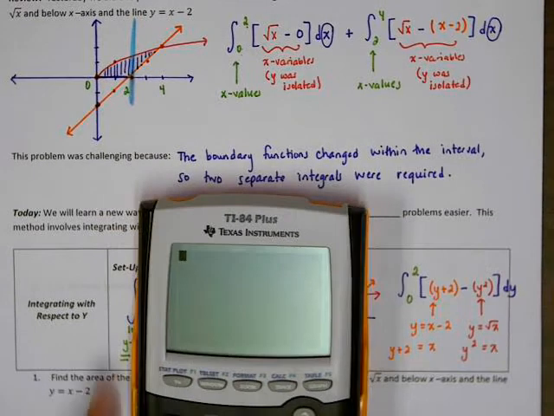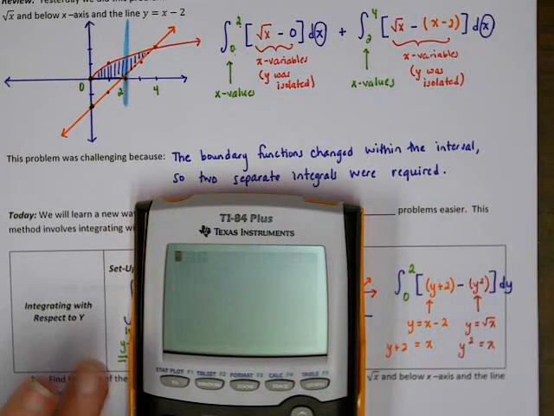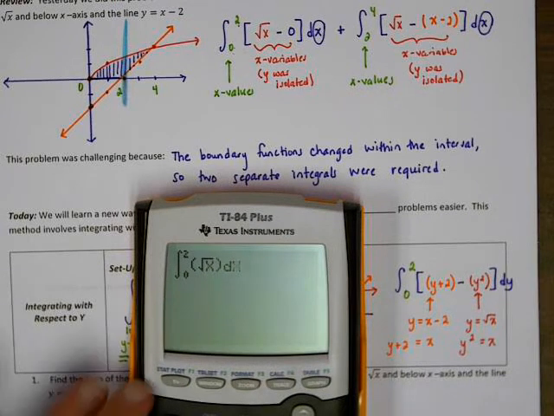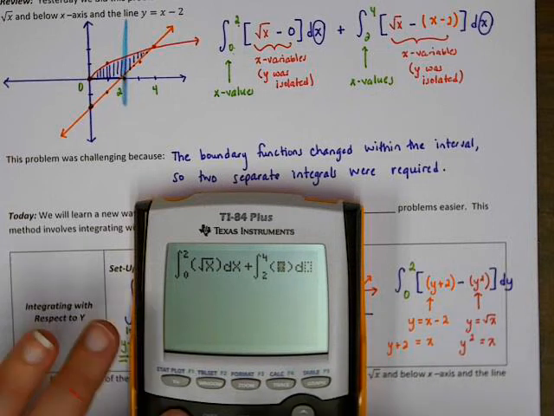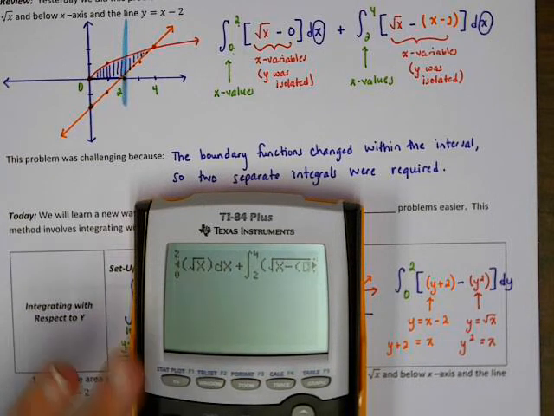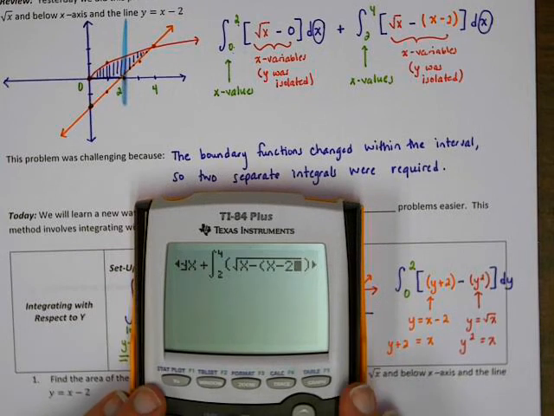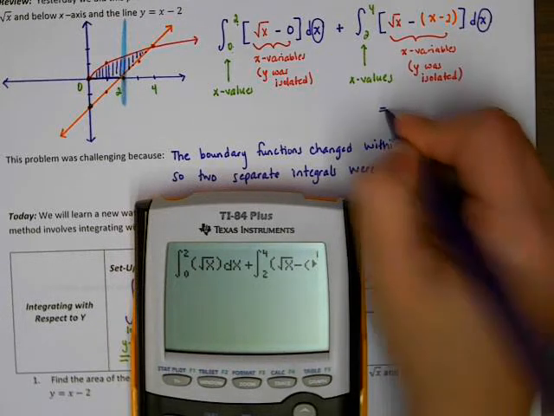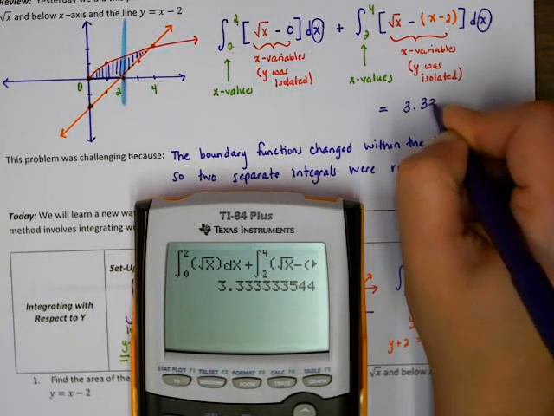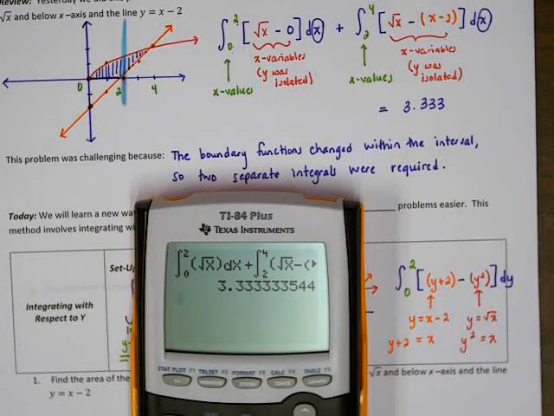If we type this in on our calculator, we would have Math 9, the integral from 0 to 2 of the square root of x dx, plus Math 9, the integral from 2 to 4 of the square root of x minus (x minus 2). Oop, I put that all inside the square root. That was my bad. Minus (x minus 2) dx. The answer here would be 3.333.